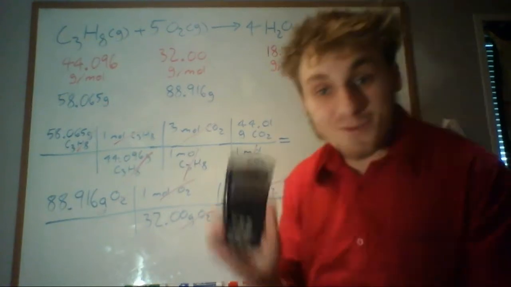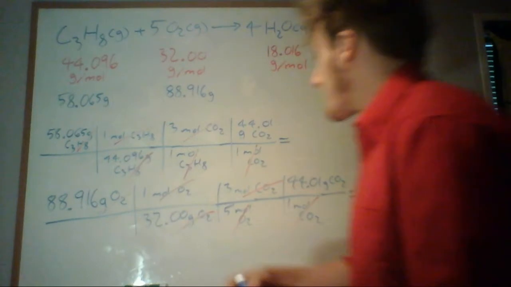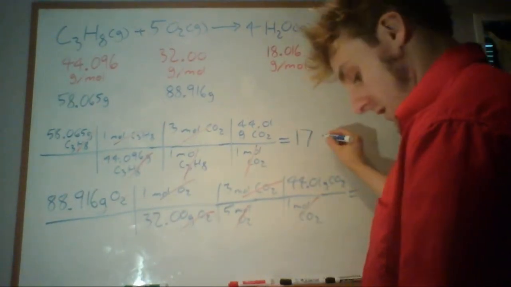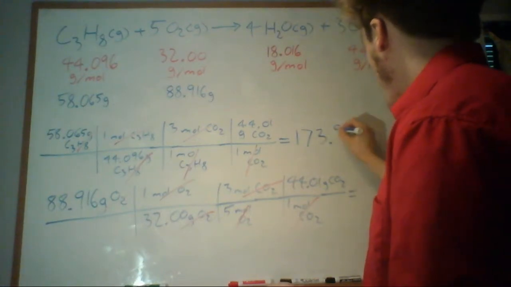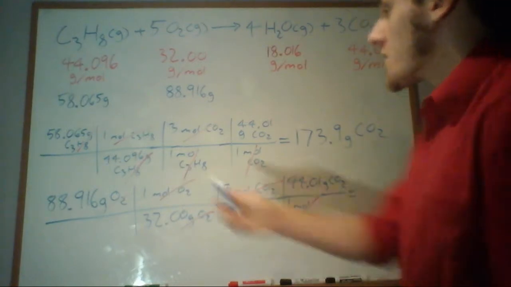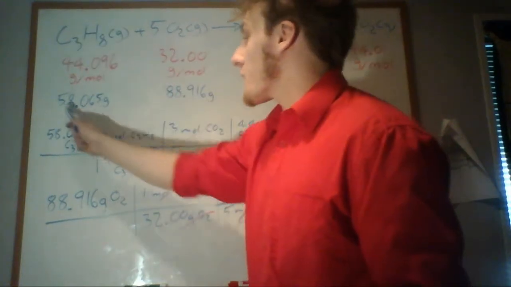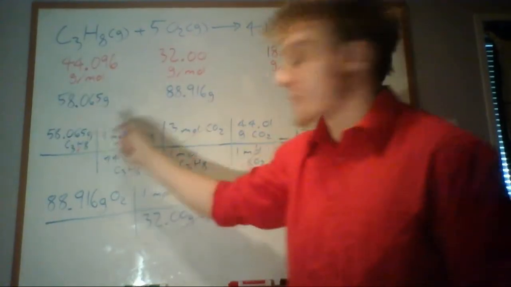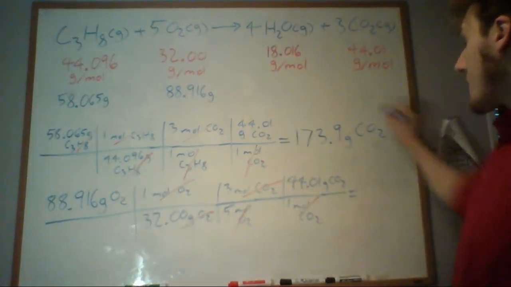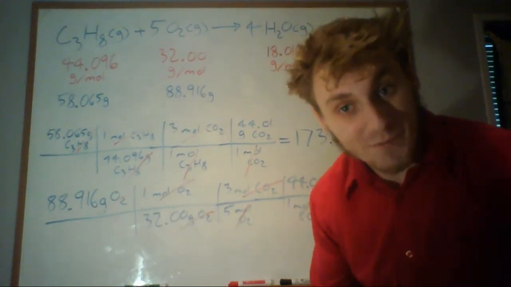And assuming I know how to use one of these things, I've had difficulties with these in the past, we should be able to produce 173.9 grams of CO2. So, given 58.065 grams of propane, assuming all of that reacts, we should be able to produce this many grams of CO2. What about oxygen? Let's go ahead and figure that out.